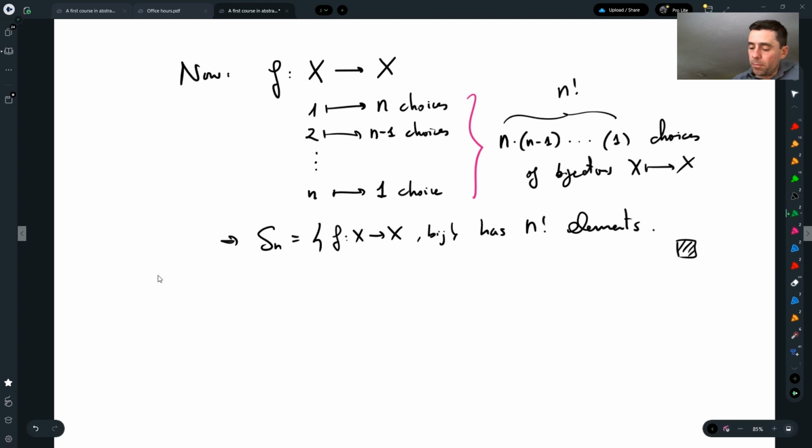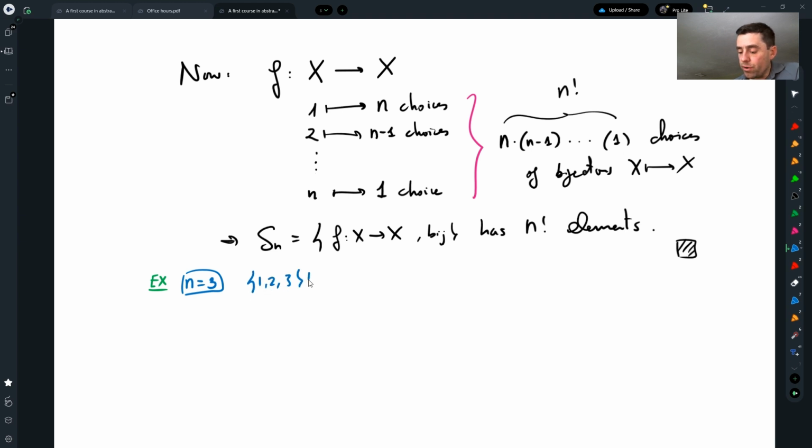Let's see an example. Let's see an example with n equals 3. So I'm looking for bijections from 1 to 3 to 1 to 3.